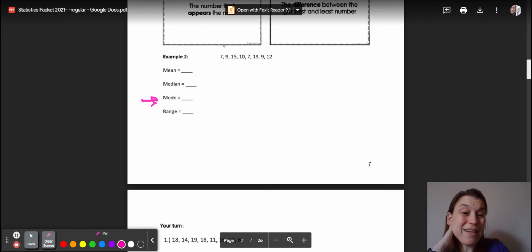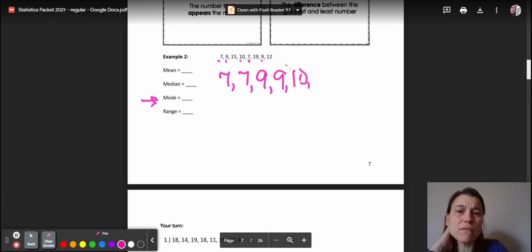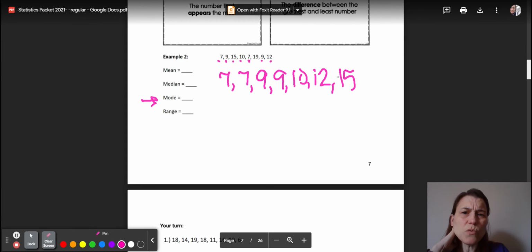But the first thing I'm going to do before I find any of these is take my data and put it in order from least to greatest. So I see that there's 2 7s, and I marked them in some way so I remember to use them. There's 2 9s. There's 10, 12, and 15. So now I'm going to count to make sure I have all my numbers. 1, 2, 3, 4, 5, 6, 7, 8. 1, 2, 3, 4, 5, 6, 7. I must be missing one. Which one didn't I include? Oh, I found it, 19. Yay. So see that process?